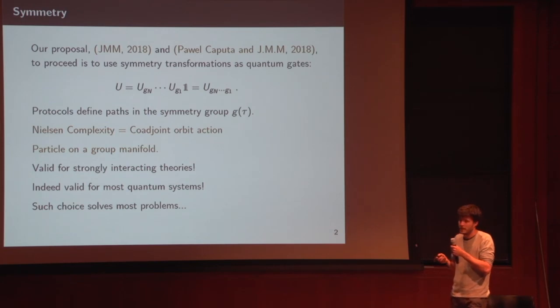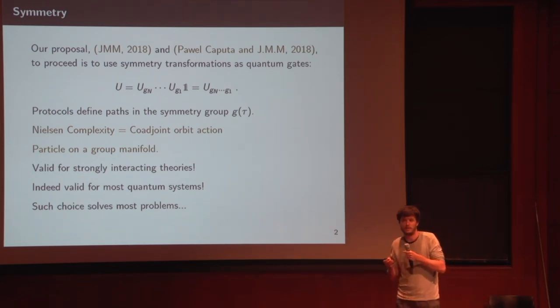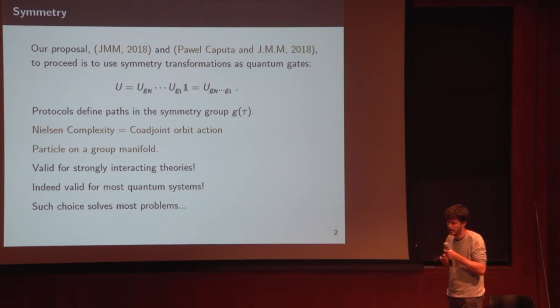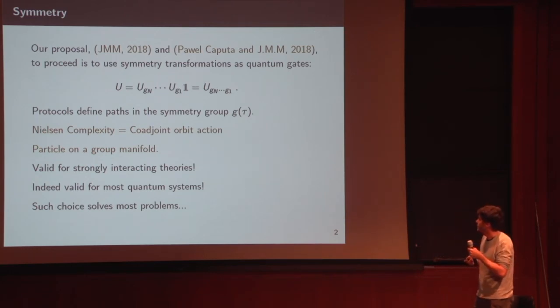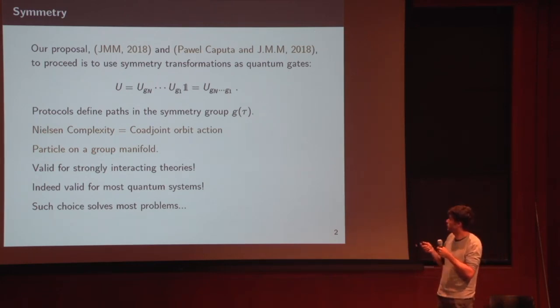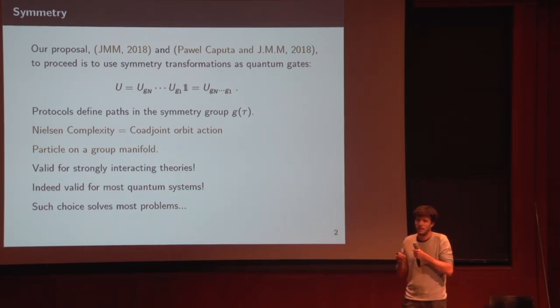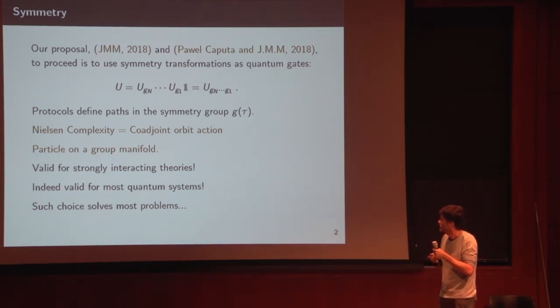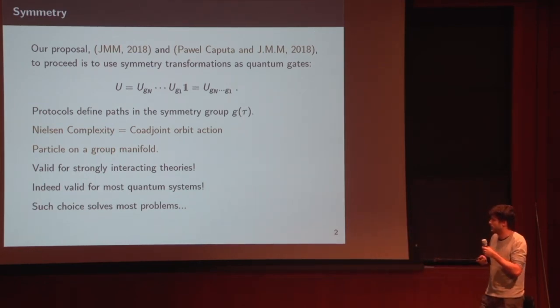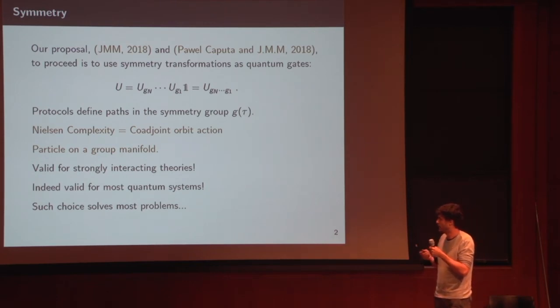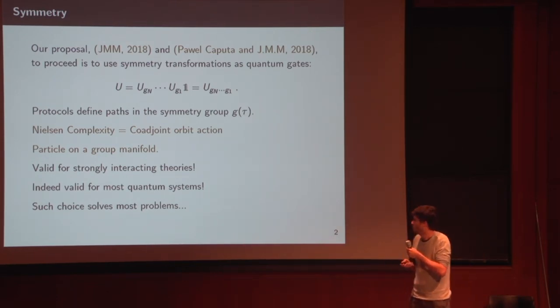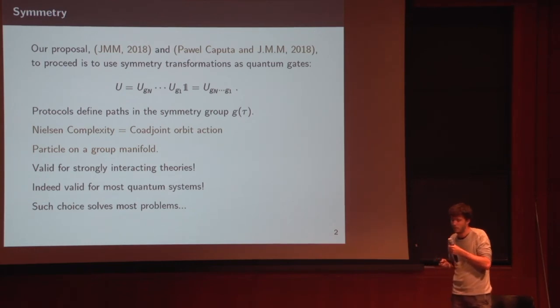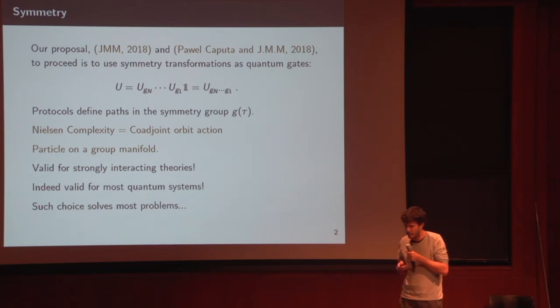So in this scenario, gates are unitary representations of certain elements of a certain symmetry group, and therefore a unitary protocol defines a path in the symmetry group itself. You can call it a group protocol. Then it is very simple to convince oneself that the Nielsen-type complexity actions are what are called in the mathematics literature coadjoint orbit or geometric actions, which were developed by Kirillov a long time ago. In more physical words, these are basically actions for particles in a group manifold.